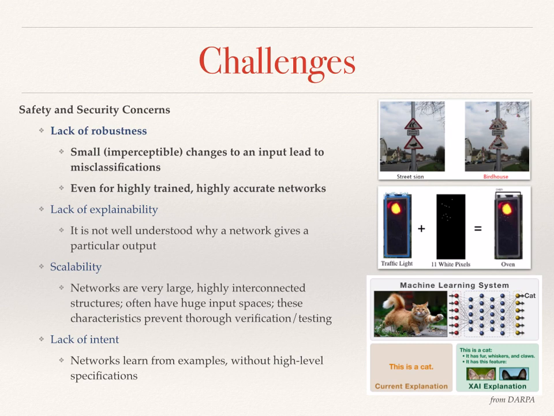And finally, I list here another challenge, which is less studied in the literature, but we consider also very important, which is the lack of intent. So while typically safety critical systems are designed with clear formal requirements in mind, neural networks learn from examples, often without a high-level specification.